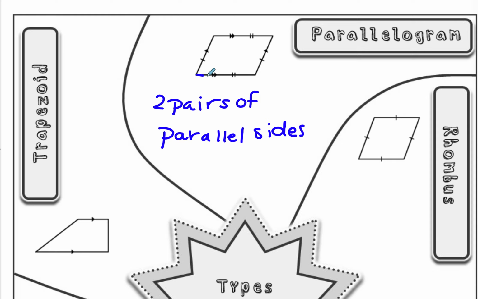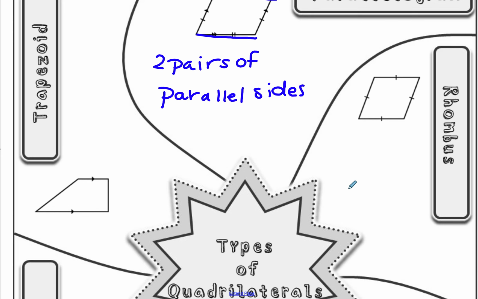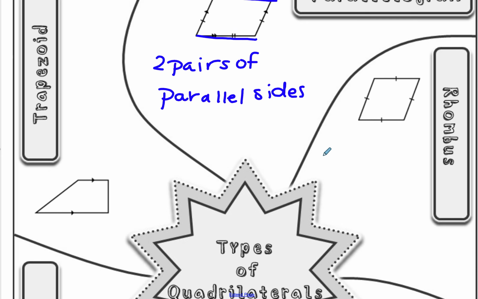So in this one, the top and the bottom, those are parallel. If those lines were extended, they would never touch. And then the left and right side are also parallel to each other. So that's what makes something a parallelogram. All right, over here for rhombus. Rhombus is a type of parallelogram, and it has four congruent sides.